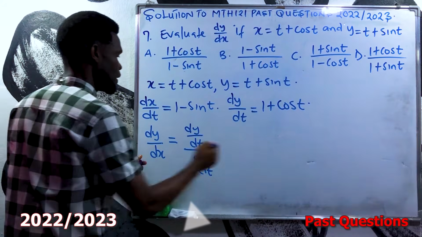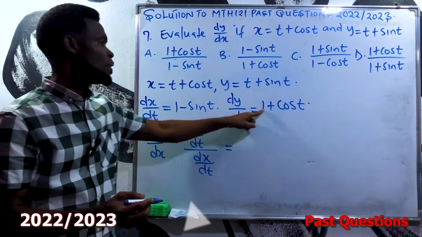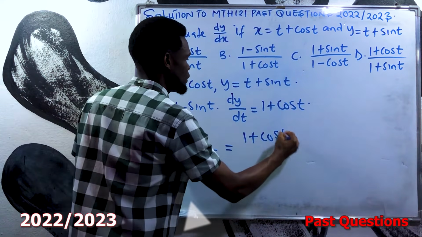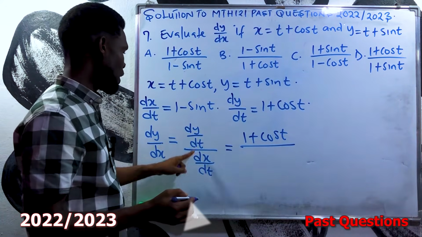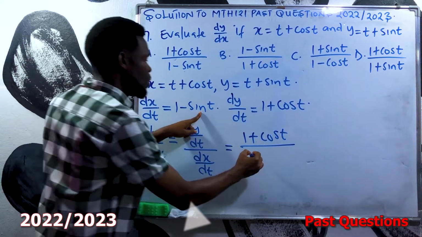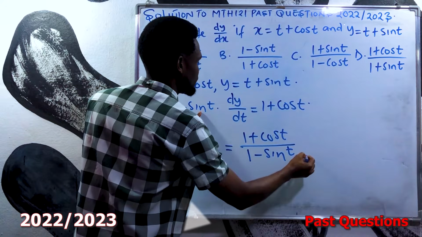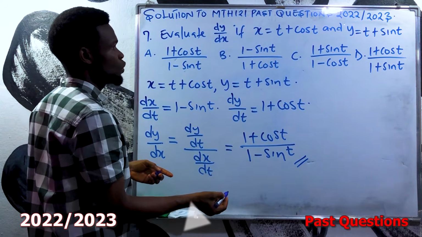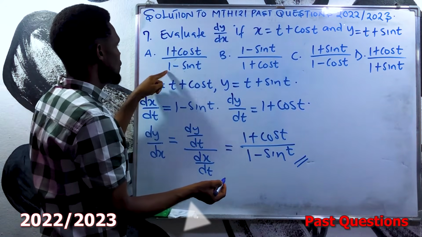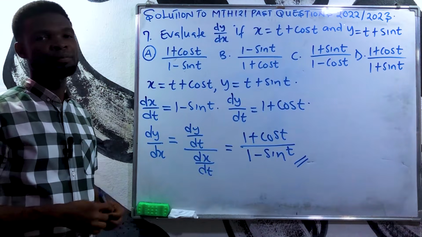So at the end of the day, this is equal to, what is dy dt? dy dt is 1 plus cos t. Put it there, 1 plus cos t all over dx dt, which is 1 minus sin t. You're done: 1 plus cos t all over 1 minus sin t. That's option A, and you get that done.